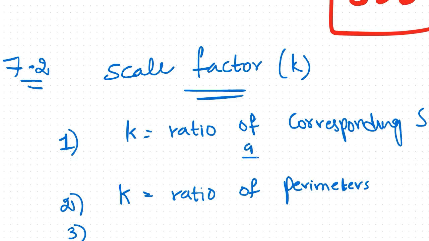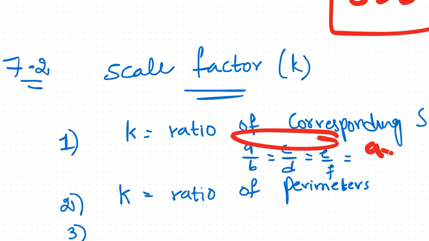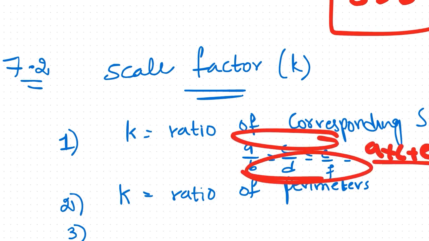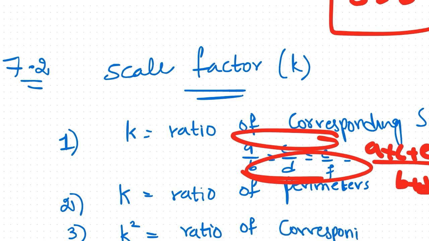See, I told you about ratio proportions, right? If three ratios are equal, this will also be equal to the sum of numerators a plus c plus e upon the sum of denominators b plus d plus f. So that gives the ratio of perimeters. The third formula is k square is equal to the ratio of corresponding areas. These three formulas are important for similar triangles questions. So based on that, let's do one question.